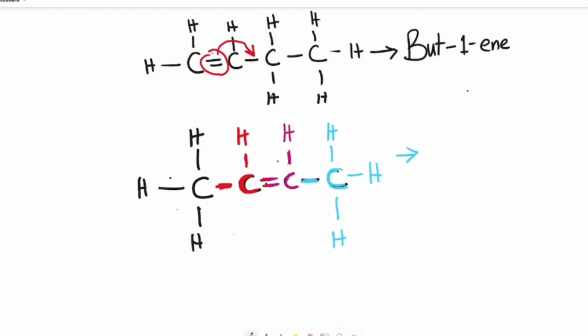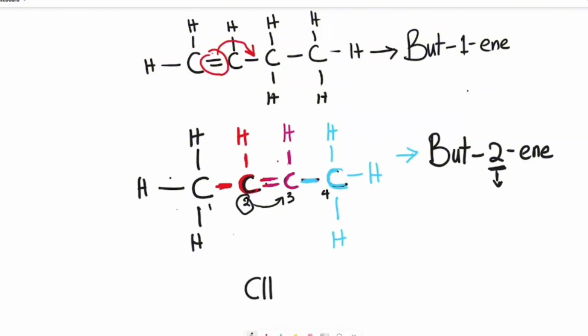Instead of that, since the double bond is at the second carbon, look at the first carbon, second carbon, third carbon, fourth carbon. It's in between the second and the third carbon. It's going to be but-2-ene. So this number is subject to wherever we are putting the double bond, the unsaturated double bond. So this is going to be but-2-ene, and the structural condensed formula will change.